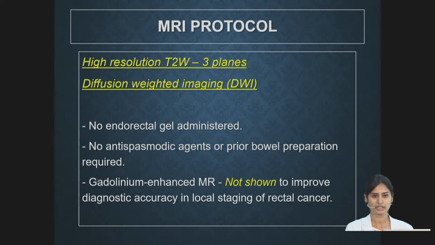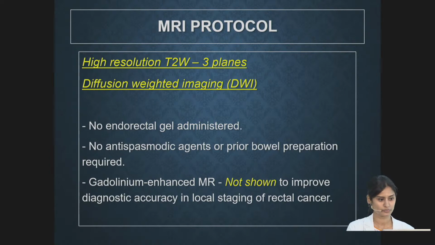So when we do the MRI, it has to be done in a very tailored protocol, where high resolution T2 weighted images in 3 planes, 3 orthogonal planes with respect to the tumor must be obtained, and diffusion weighted imaging plays a very important role. I'll take you through that in a few minutes. So we don't administer or distend the lumen of rectum with endorectal gel. The reason is, when you distend the lumen, you tend to flatten out the tumor, you tend to flatten out the mesorectal fat around it. So the exact CRM measurement or exact extramural spread measurement will be compromised.